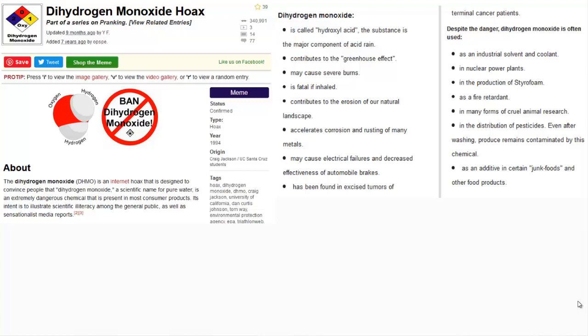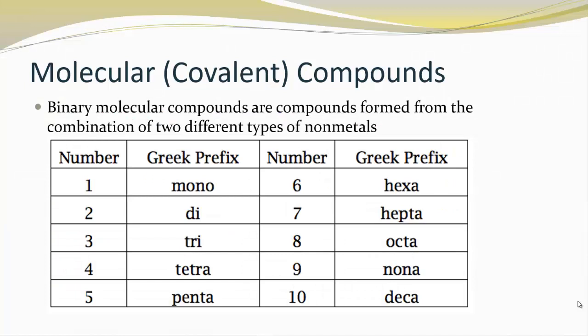It's used as a coolant and a solvent. It puts out fires. It distributes pesticides. And when you wash something, it remains because you wash it with water, which is this. So the point is, not knowing how chemicals are named has not only led to all sorts of fun jokes because of people getting memed on, but it's a real problem if you don't know the basic ideas in science. And if you don't believe that now with COVID, I don't know if you ever will. So anyways, this is simple.